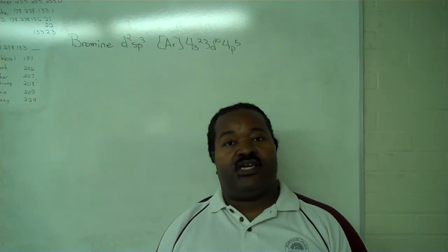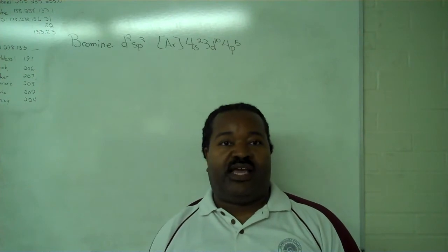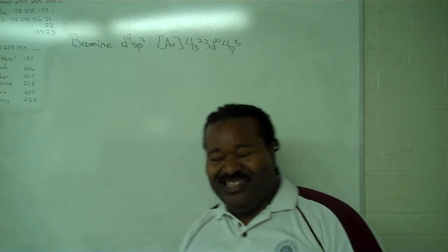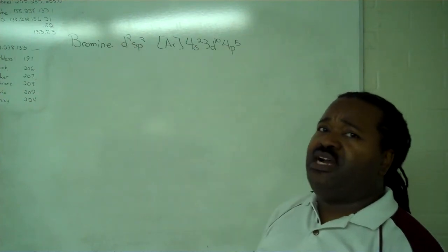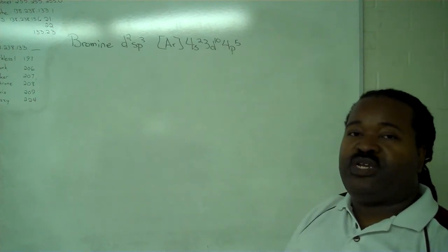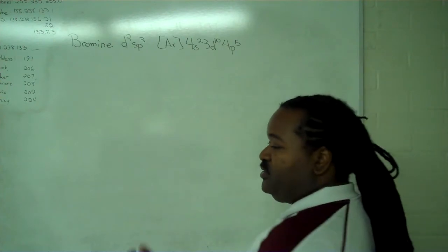This instructional video is designed to show you how to determine what happens to orbitals of an atom when it undergoes a particular type of hybridization. In this case, we have bromine undergoing d2sp3 hybridization. And it's important to have a proper electron configuration written out in order to start the before and after process.